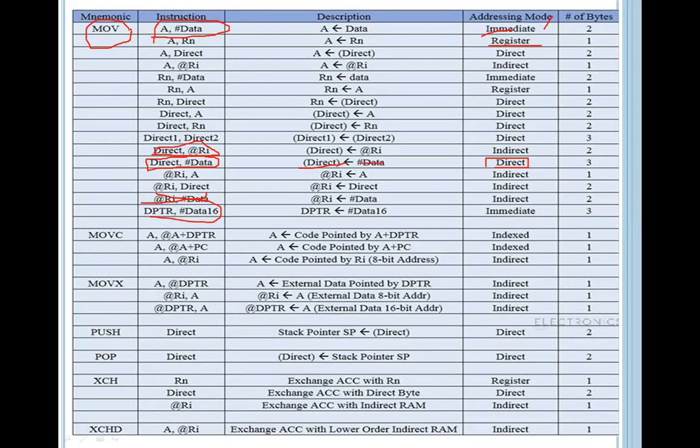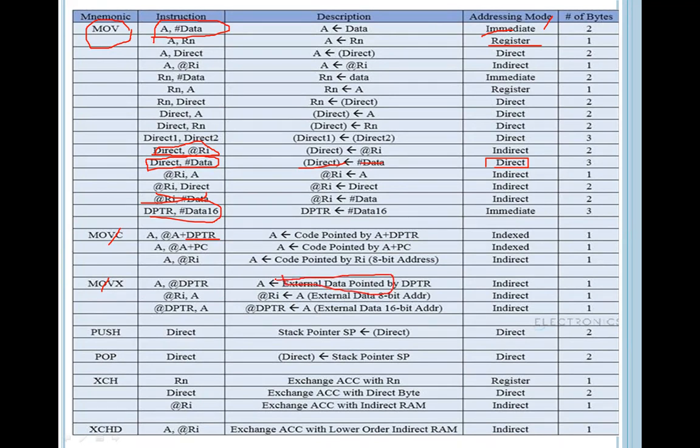The next is the move X instruction. Move C and move X are similar instructions, but what is the difference between them? Move C is related to the internal code memory. The 16-bit data we transfer with the DPTR is related to the internal code memory. But move X is used for the external data pointer, by DPTR.